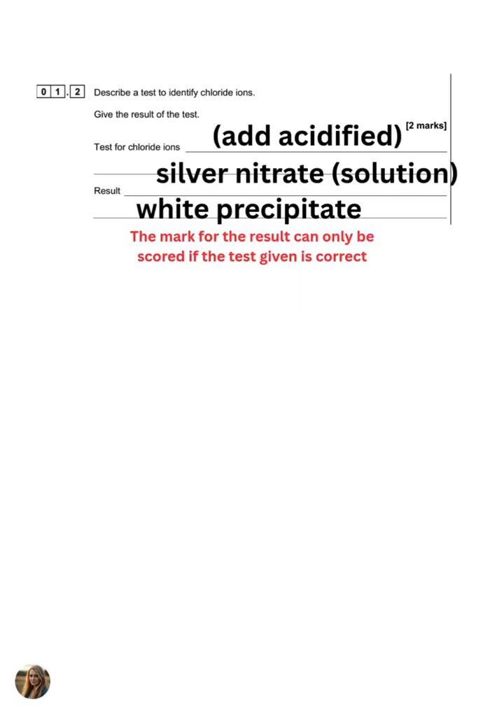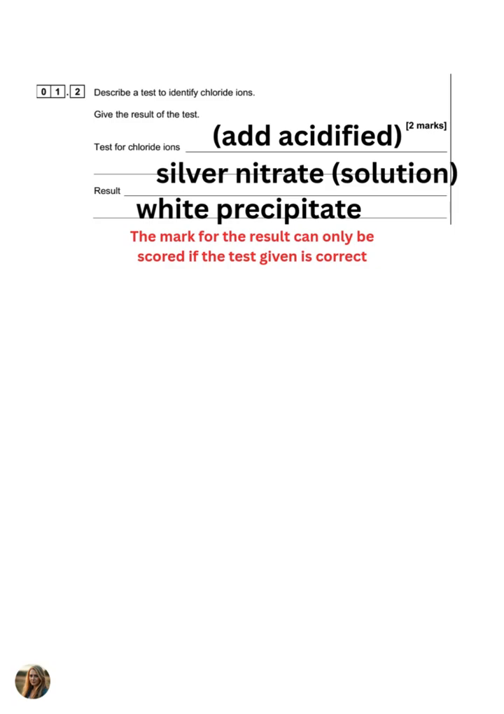So the specification says halide ions in solution produce precipitates, which are insoluble salts or solids, with silver nitrate solution in the presence of dilute nitric acid. Now that is correct, but they're quite generous on the mark scheme because they've put brackets around add acidified, so that part is not essential.